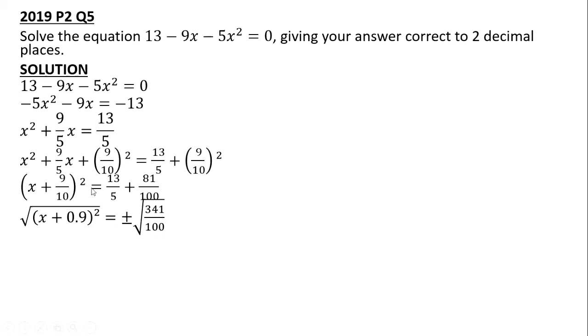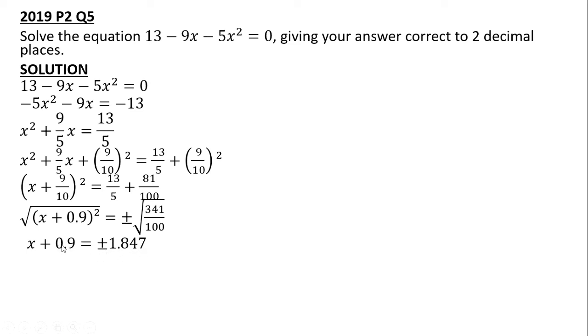To get rid of that power 2, we introduce the square root on both sides. 9 over 10 can be changed into a decimal. It is the same as 0.9. So from here, that power 2 will go. X plus 0.9 will be equal to the square root of 341 over 100, which is equal to plus or minus 1.847.